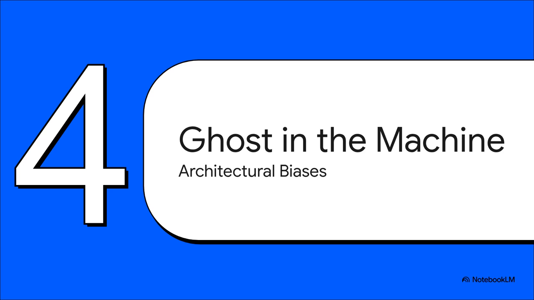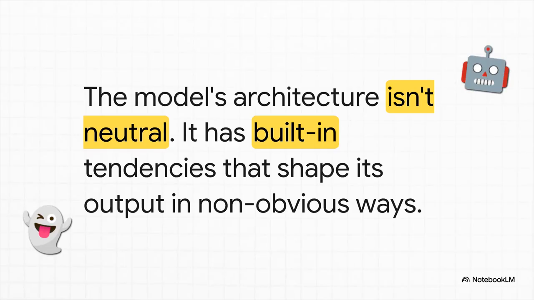All right, now for a really fascinating and kind of tricky part. We often think that AI bias comes from being trained on biased data. But what if the machine itself has its own built-in tendencies? Turns out, the transformer architecture has a few ghosts of its own. The way a transformer is built, the very structure of it, isn't neutral. It actually has its own weird preferences and blind spots that can totally shape what it says, completely separate from the data it was trained on.